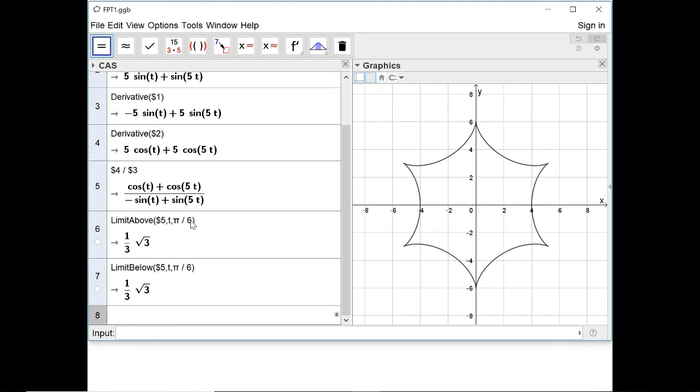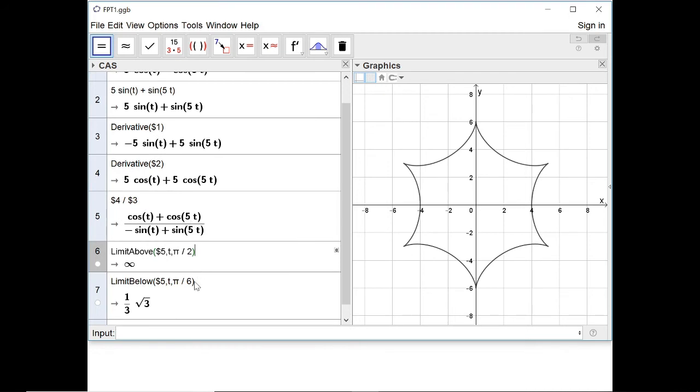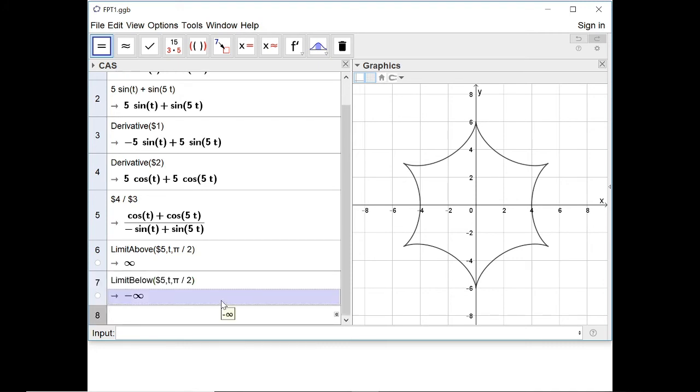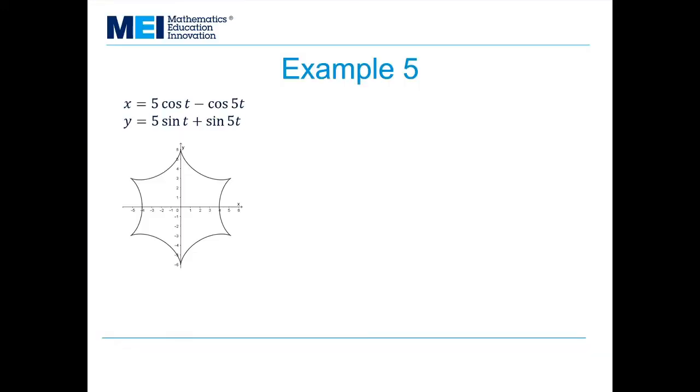Now I want to do the same thing at pi by 2. So I'm just going to edit this to pi by 2 here, and I get infinity. And editing this here, I get minus infinity. So that's telling me that the gradient is approaching vertical from both sides at my point 0, 6. Let's have a look at how to write all of this down.